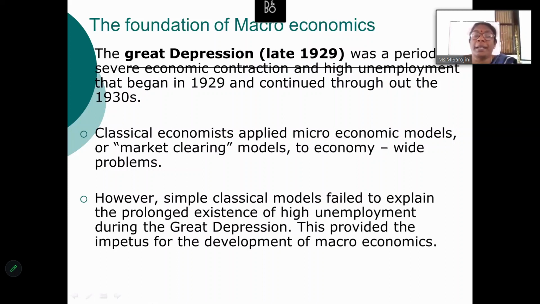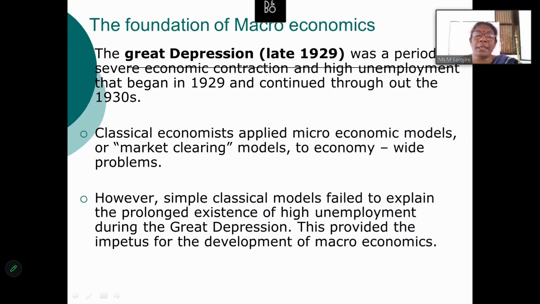Late 1929, that period was called the Great Depression. You will learn this in A-level economics, right? The Great Depression was a period of severe economic contraction. That means very low production and high unemployment that began in 1929 and continued throughout the 1930s also. The 1930s is a very important period when the world experienced the Great Depression, with severe economic contraction as well as a high unemployment rate.